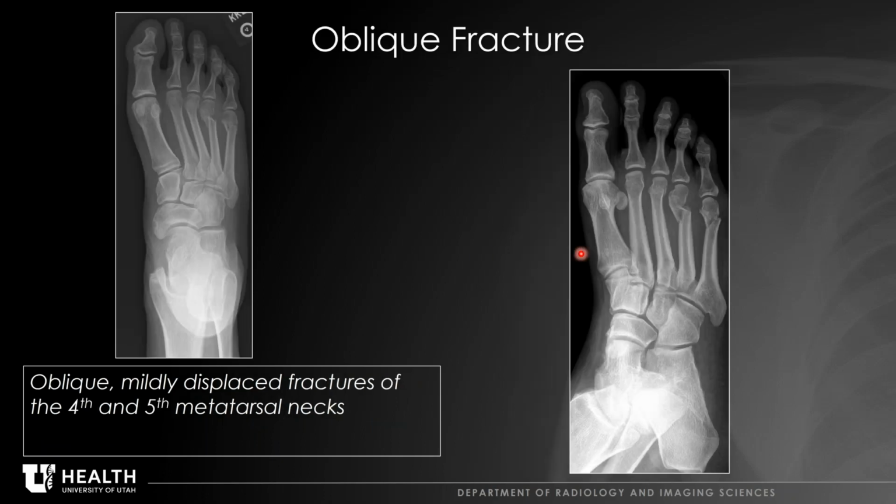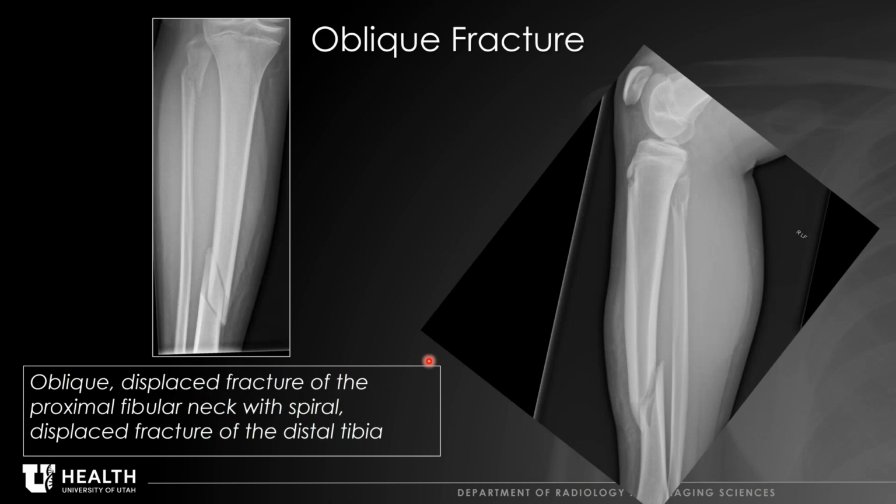So here's an oblique fracture. Compared to that fracture was here in the base of the fifth on that other patient, these are much more angulated here and here in the 4th and 5th metatarsal necks. And then here's another oblique, or even could be described as a spiral fracture of the, well, we have the oblique fracture of the proximal fibula here, and then the spiral fracture here of the tibia.